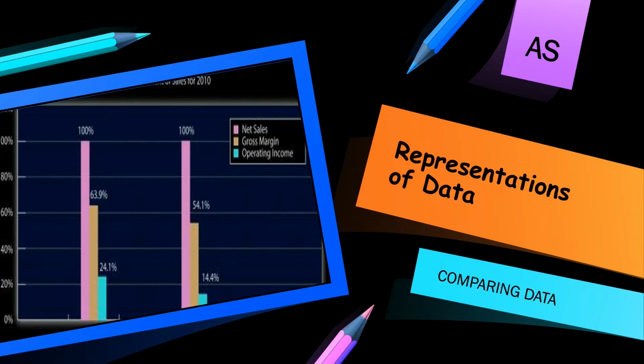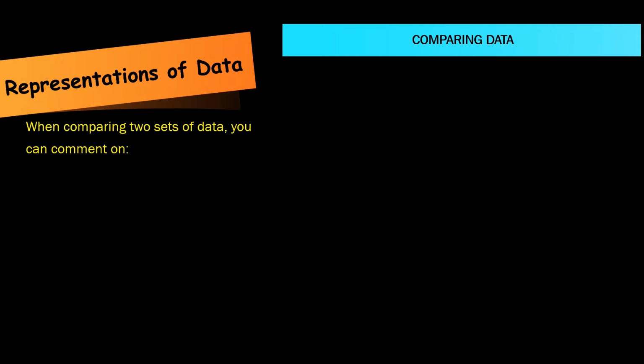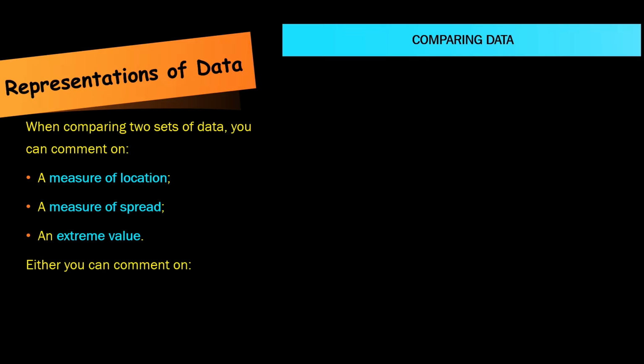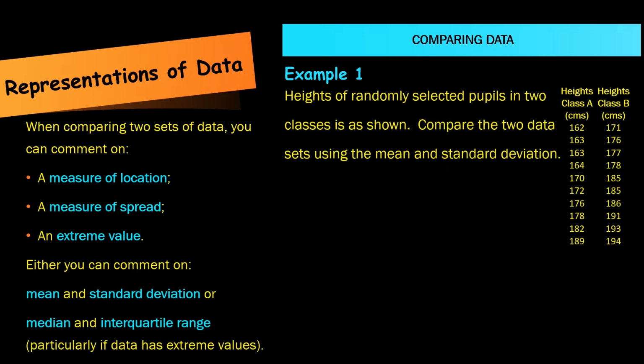Welcome to the session on representations of data, comparing data. The objectives for this session are to compare two data sets. When comparing two sets of data, you can comment on a measure of location, a measure of spread, and an extreme value. You can also either comment on mean and standard deviation or median and interquartile range, and this is in particular if the data has extreme values.